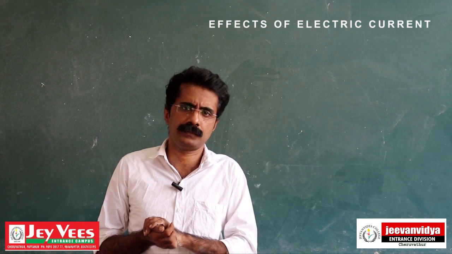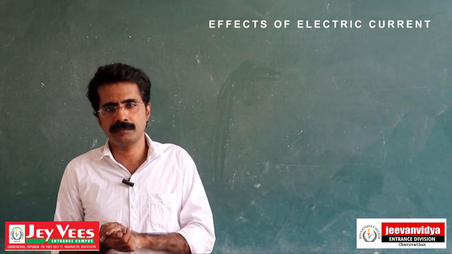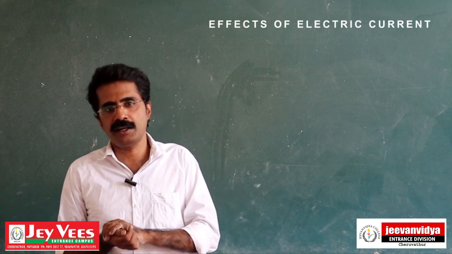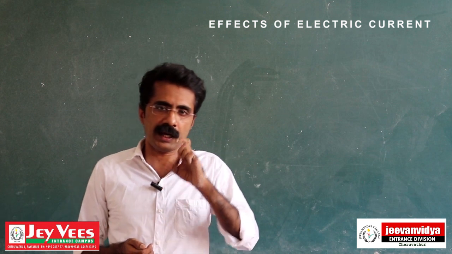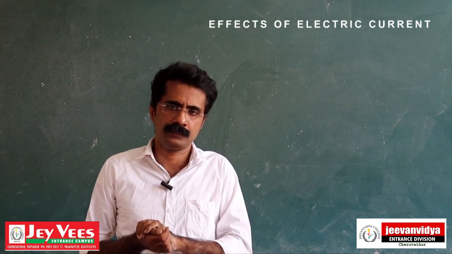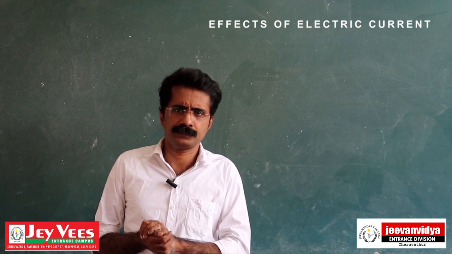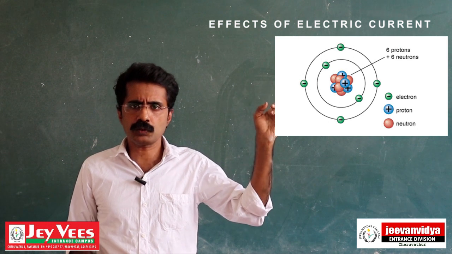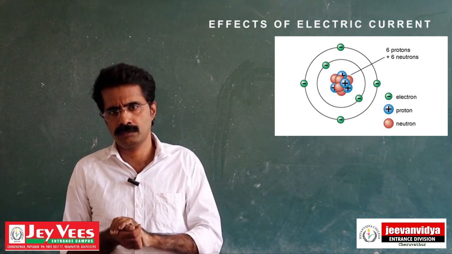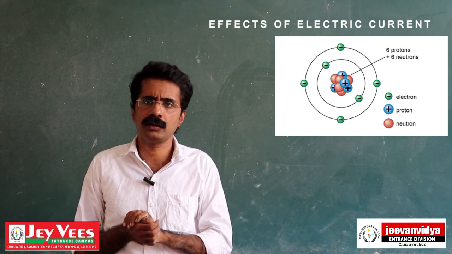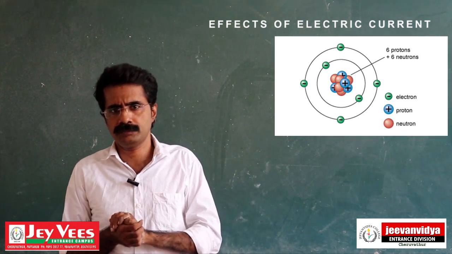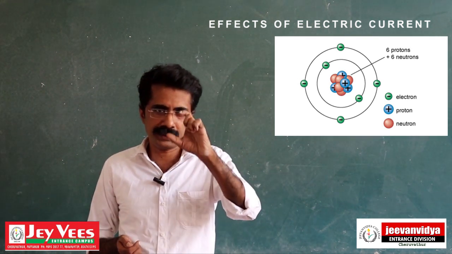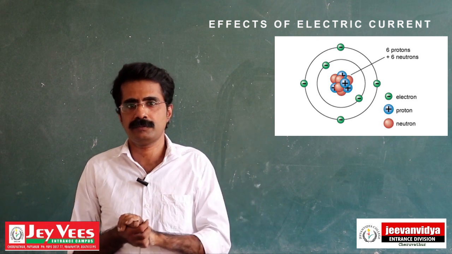Before learning this, you must understand the basic idea of electricity. So, in this section, I introduce the basic idea of electricity. We know that every atom is made up of proton, electron, and neutron. Proton is a positively charged particle, electron is a negatively charged particle. So, there are 2 types of charge. What are they? Positive and negative charge.